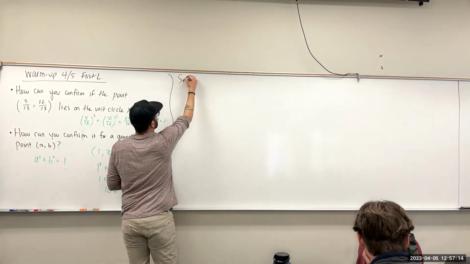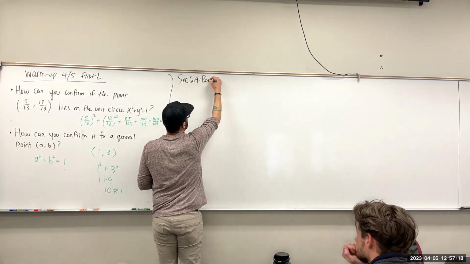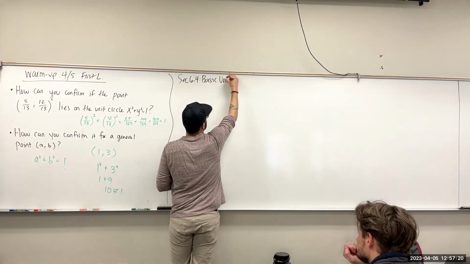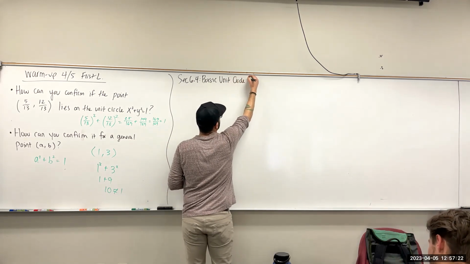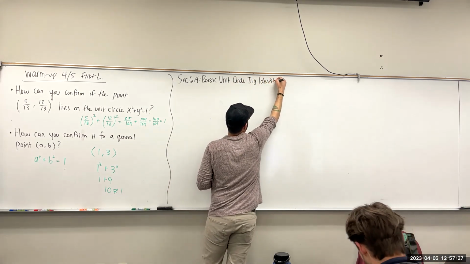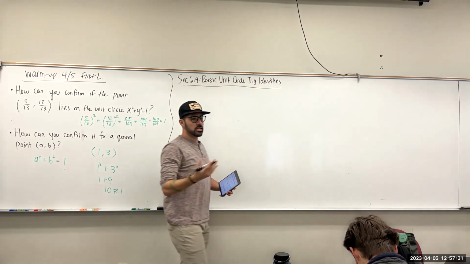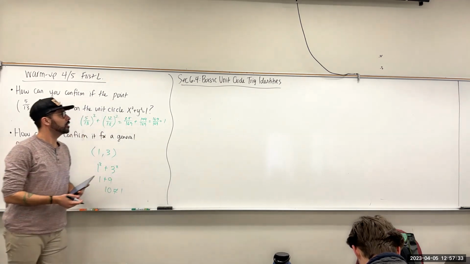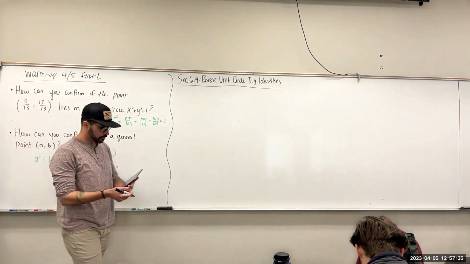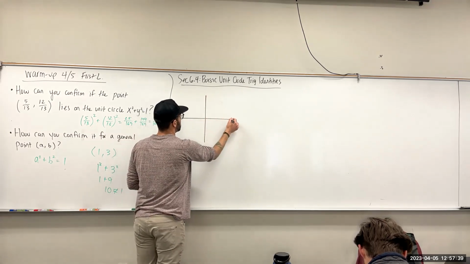So we're gonna go on section 6.4. So basic unit circle trig identities. Revisit some of the identities you saw in the past. Hopefully I'll give you some tips and other helpful things to help you out. All right, so let's see. So we have our unit circle that we've been playing with.